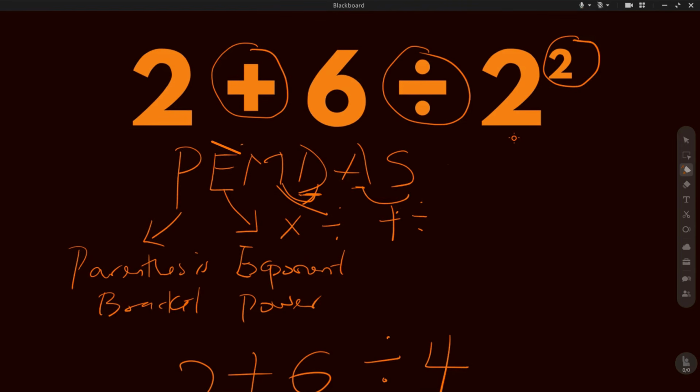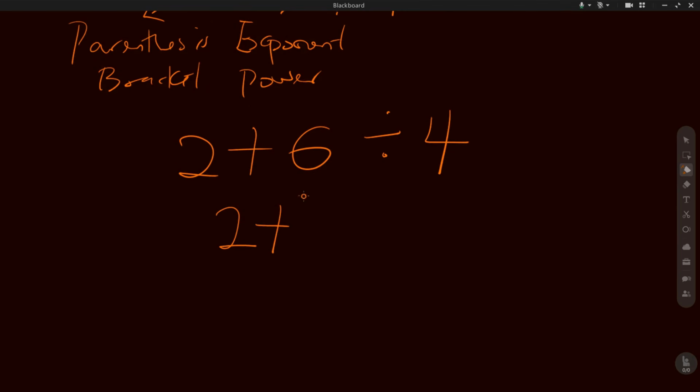What is 6 divided by 4? 6 divided by 4 is the same thing as 6 over 4. And this can also be written as 2 plus, let's simplify it. 2 will go in 6 3 times. This is 3 over 2.